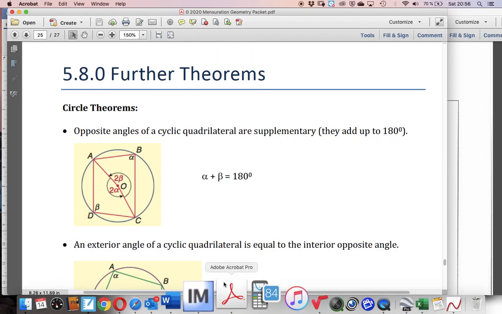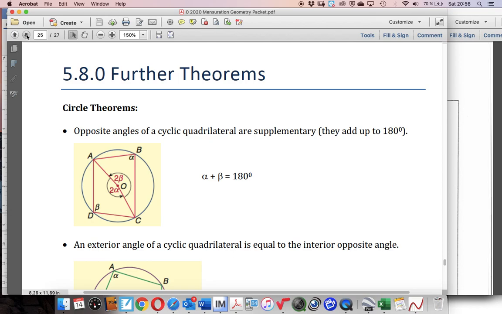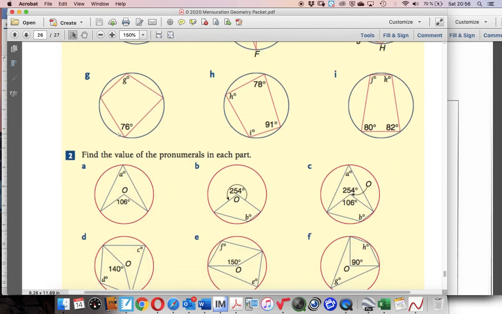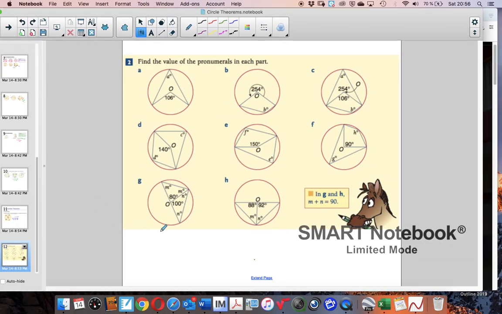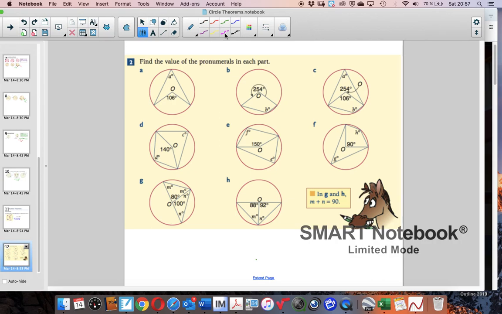And this, by the way, is now on page 25. And now this is going on to page 26 of your packet. So do follow along. And I'm just going to try a couple of the trickier ones right away.